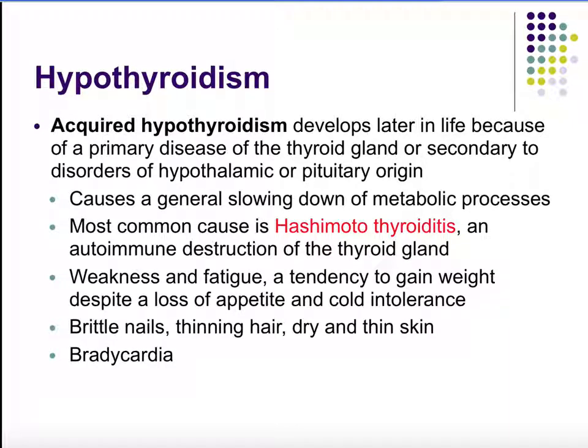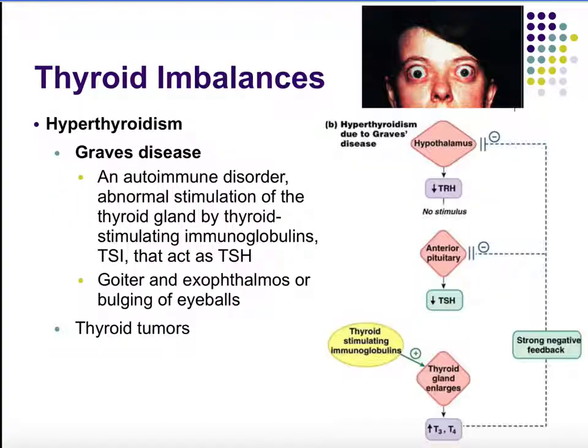The most common cause of hypothyroidism is Hashimoto's thyroiditis, and this is an autoimmune destruction of your thyroid gland. So you can kind of think of it as the type 1 diabetes of the thyroid gland. So we talked about hypo, let's talk about hyper. And an example of hyperthyroidism can be seen in Graves' disease.